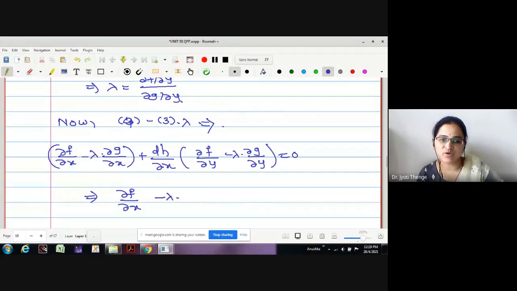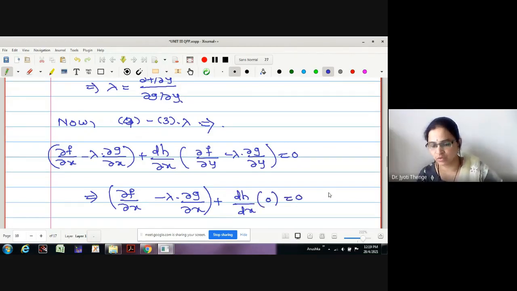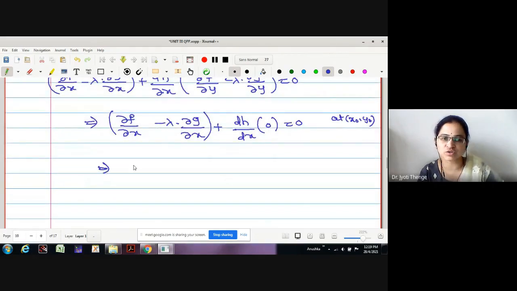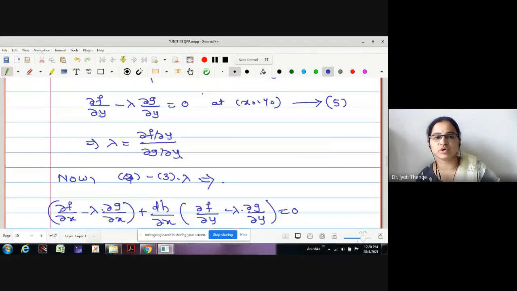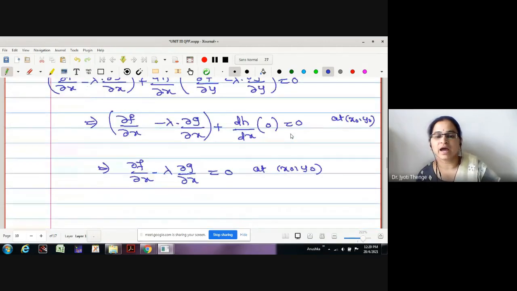∂f/∂x minus lambda times ∂g/∂x plus dh/dx into 0 is equal to 0, and this is at x naught. Why not? Correct now? Therefore, this gives me another equation: ∂f/∂x minus lambda times ∂g/∂x is equal to 0 at the point x naught, y naught. Okay. Therefore, this is the 5th equation, and whatever is this resultant, let me call it number 6.